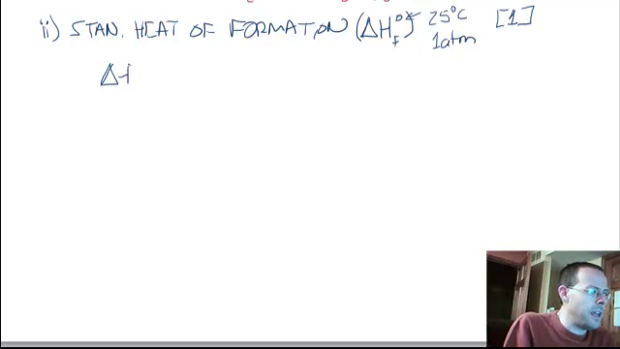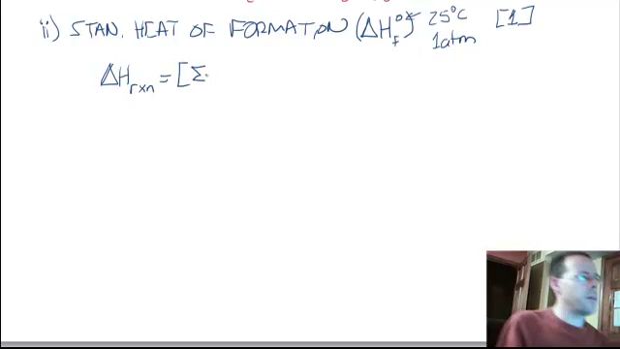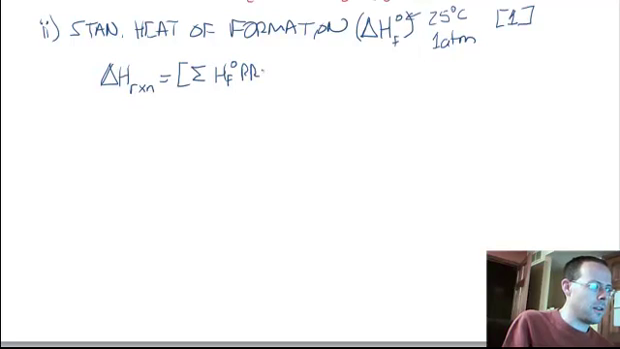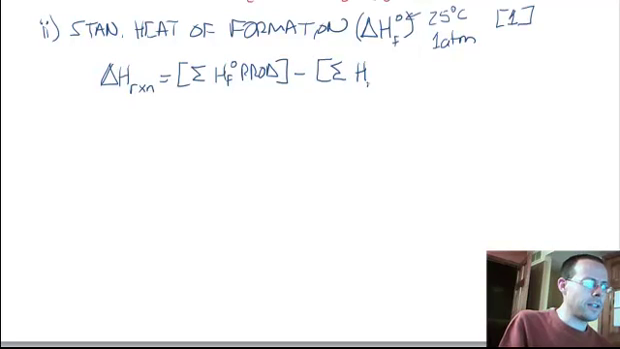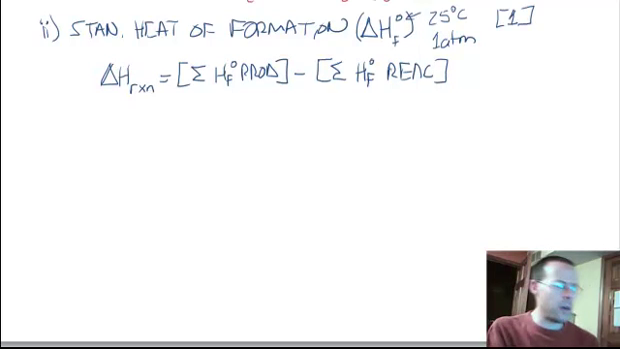Delta H of reaction equals the sum, which here's our sigma sign, I think we referred to it a couple weeks ago, but it's basically the sum of the delta H knots of products. We're going to add all those up, minus the sum of delta H of formation knot of the reactants. Okay, and that is our equation.